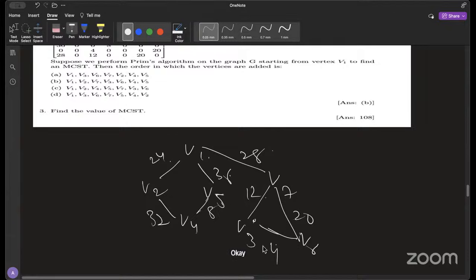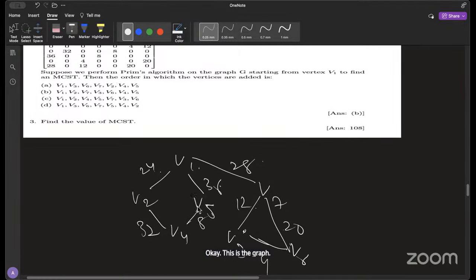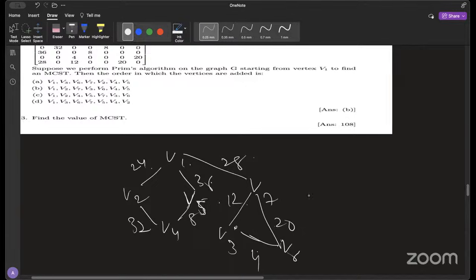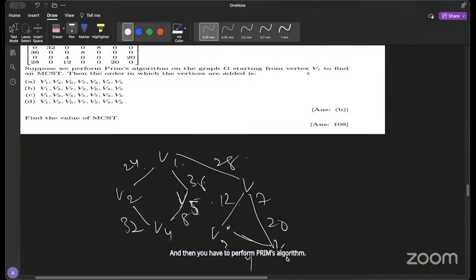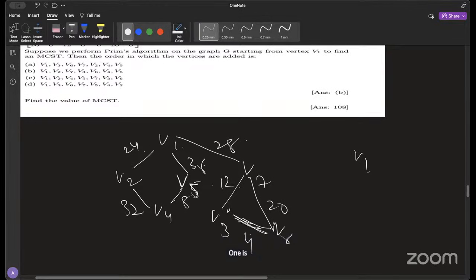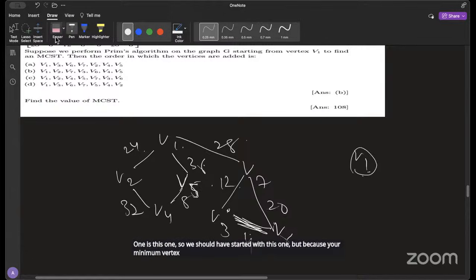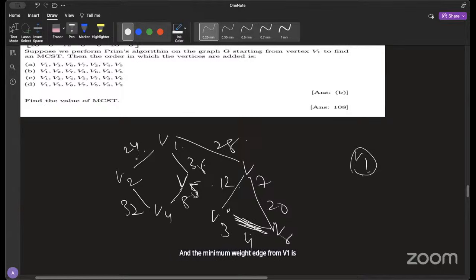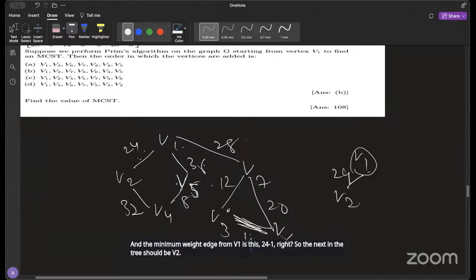Okay. This is the graph. Then you have to perform Prim's algorithm from the vertex V1. So the vertex has been given to you, V1. Otherwise, the minimum one is this one, so you should have started with this one, but because the vertex to start with is given, you have to start with V1. And the minimum weight edge from V1 is this 24 one, right? So the next in the tree should be V2 with weight 24.